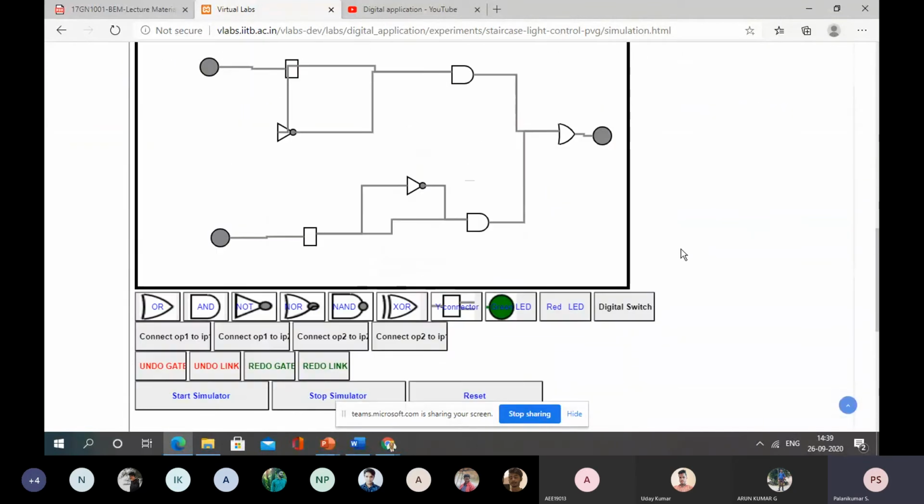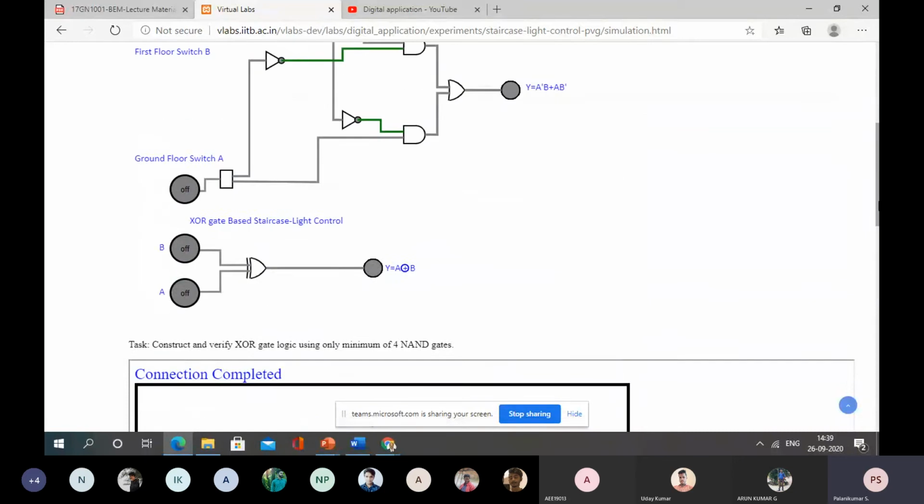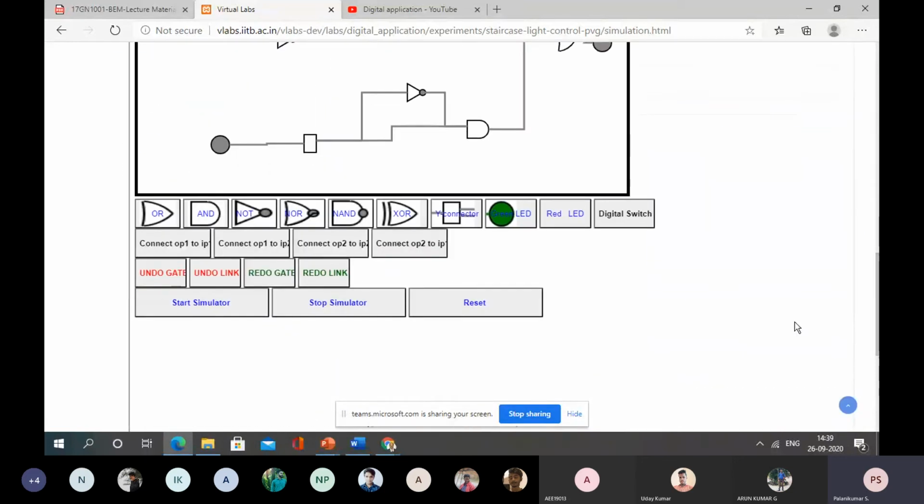So now I want all of you to practice that. As far as the practice is concerned, it is the same thing only. Here, all the gates were given: OR gate, AND gate, NOT gate, NOR gate, NAND gate, XOR gate, connector, LED. You can even use a red LED, so whenever you give on, instead of green, it will show red. That's all. Likewise, the digital switch is the input switch.